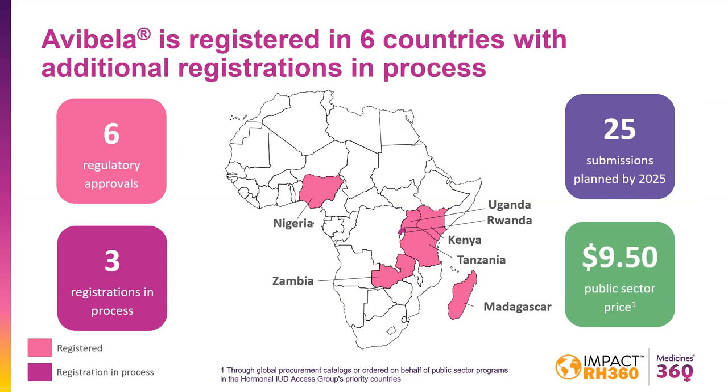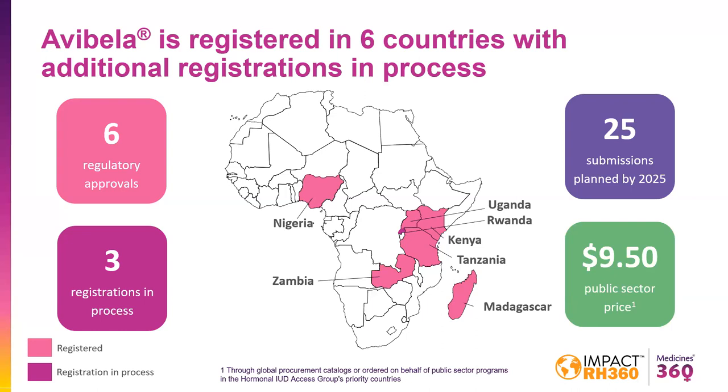Avibella is a relatively new product on the global market. It was approved by the US FDA under the brand name Lyletta in 2015. And since then, our global regulatory footprint has been expanding quickly. It was first registered in Madagascar in 2018 and is now registered in the 6 countries you see here on this map.